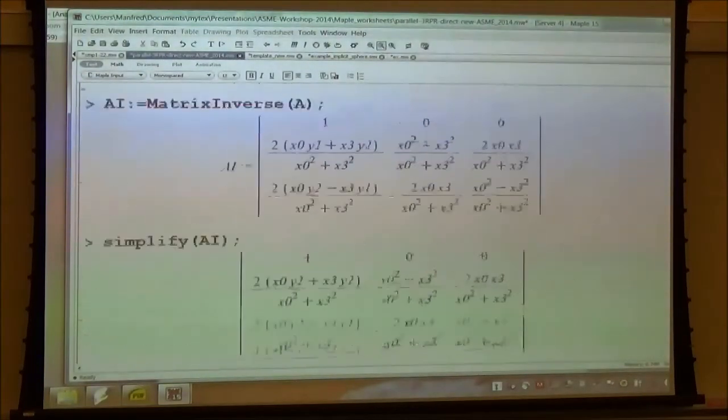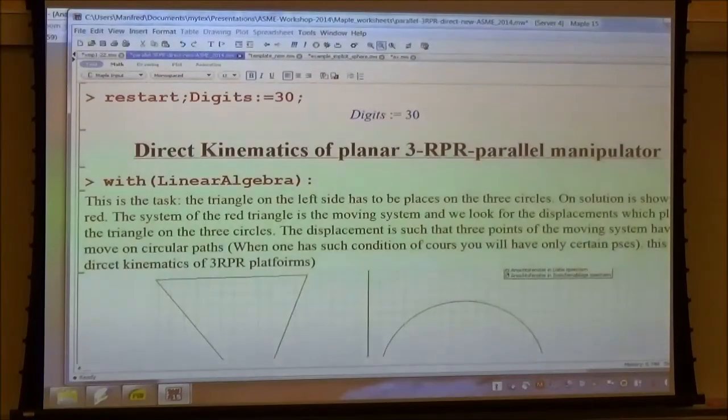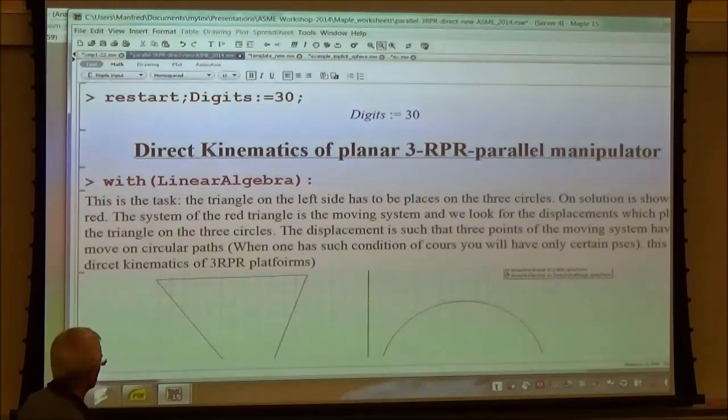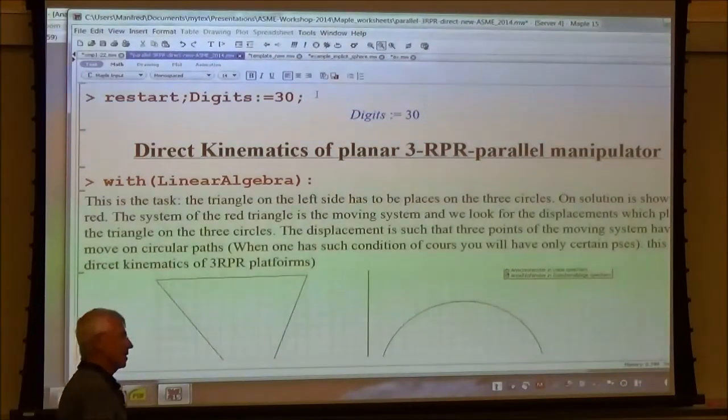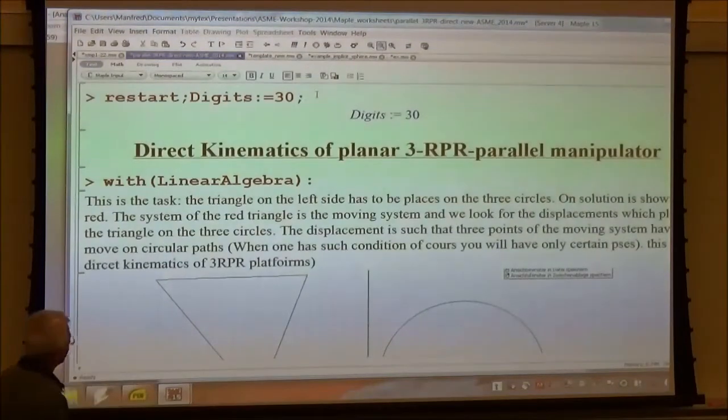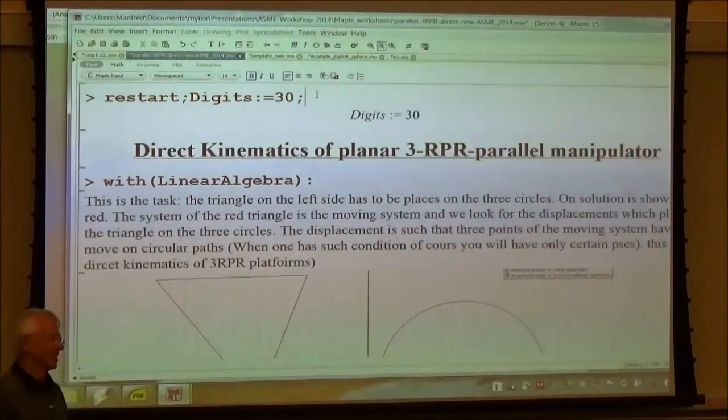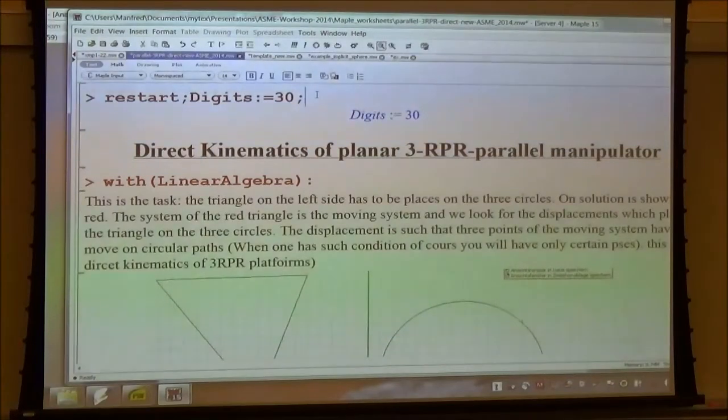Okay, we can run through this. Direct kinematics of a planar 3-RPR manipulator. You will get this worksheet later on, so you can use it and play with it. Okay, I do a restart. I put the digits to 30 to have very accurate solutions. Maple allows you to use any number of digits, by the way, so you can go to any accuracy you wish. And 30 digits, 10 to the minus 30, is no engineering quantity anymore.